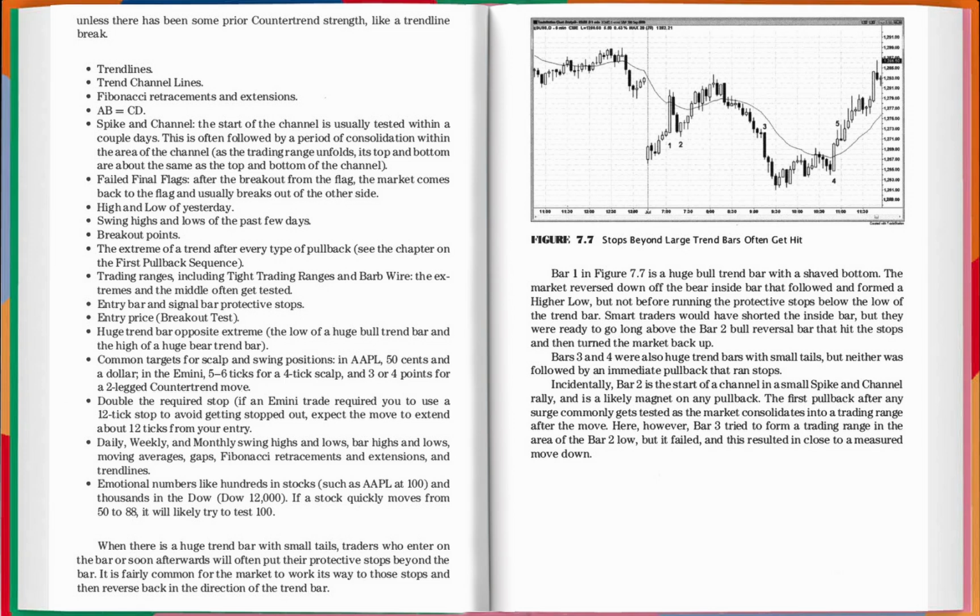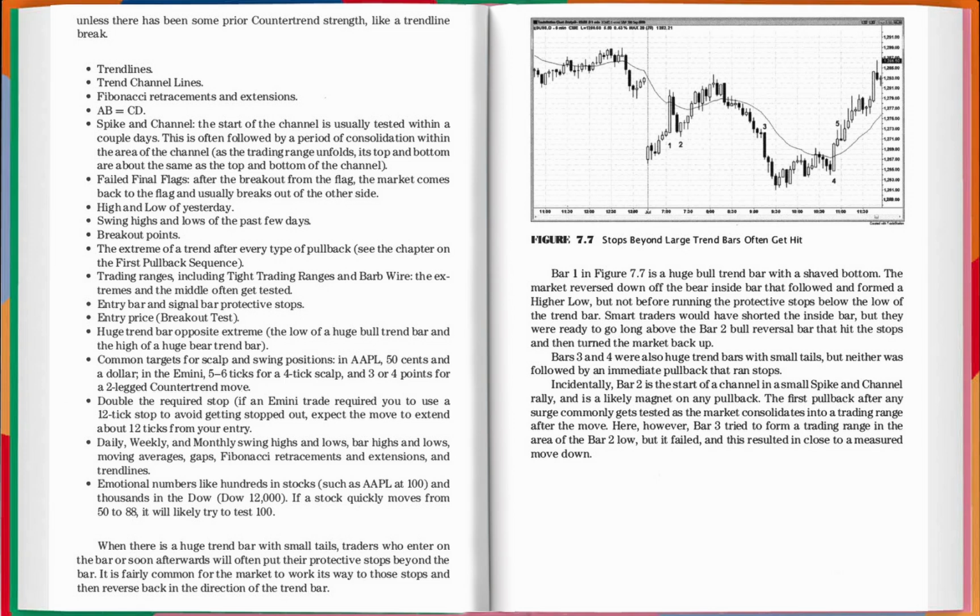Common targets for scalp and swing positions. In Apple, 50 cents and $1. In the E-mini, 5 or 6 ticks for a 4-tick scalp and 3 or 4 points for a 2-legged countertrend move. Double the required stop. If an E-mini trade required you to use a 12-tick stop to avoid getting stopped out, expect the move to extend about 12 ticks from your entry. Daily, weekly, and monthly swing highs and lows, bar highs and lows, moving averages, gaps, Fibonacci retracements and extensions, and trend lines. Emotional numbers like hundreds in stocks, such as Apple at 100, and thousands in the Dow, 12,000. If a stock quickly moves from 50 to 88, it will likely try to test 100.